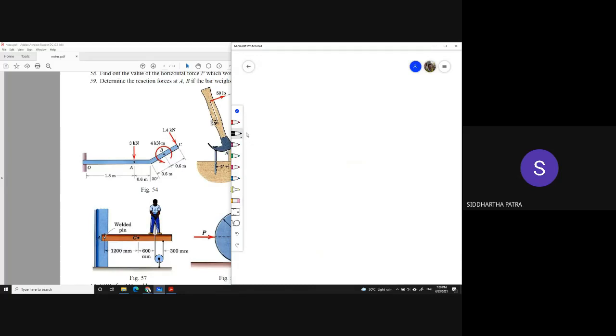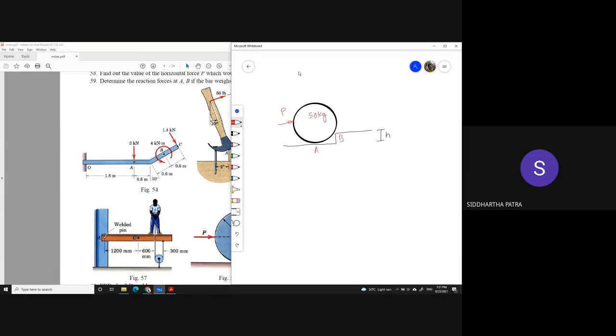So first of all, we can think that this is your cylinder, and it is being pushed by an unknown force P, while this one is a 50 kg mass, let's say. Now imagine it is being supported at two locations, A and B.